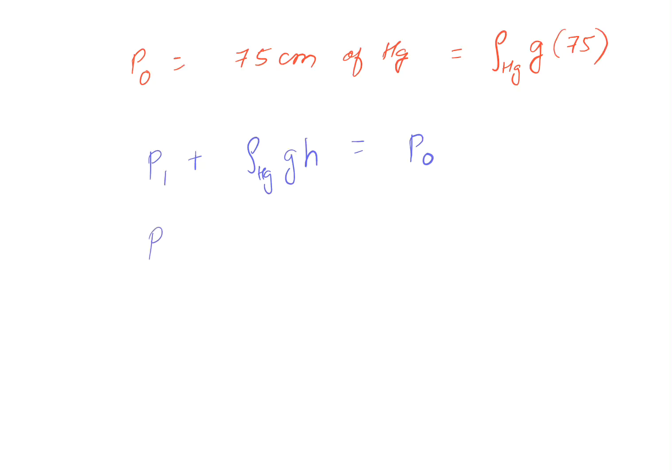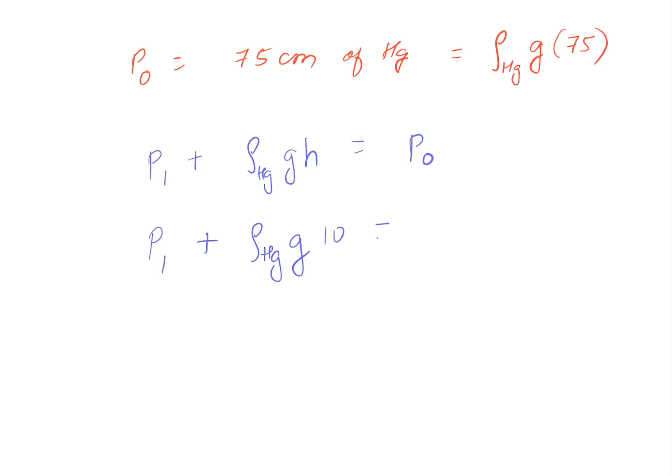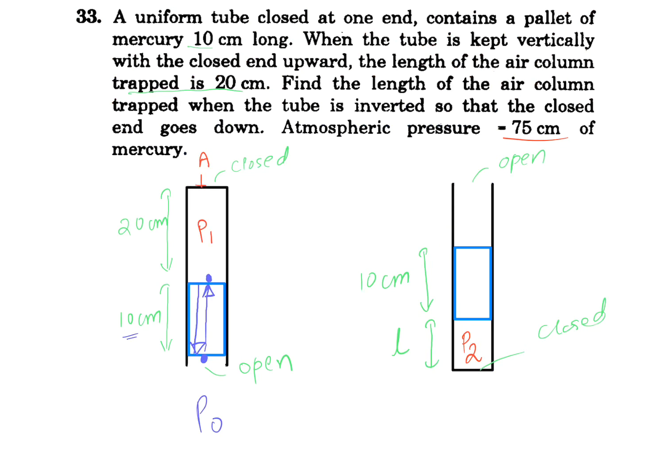So P1 plus density of mercury into G into H, where H of mercury is 10 centimeter, is equal to P0, which is density of mercury into G into 75. Okay. So P1 is density of mercury into G into 75 minus 10, that is 65 centimeter. Okay, we found P1.